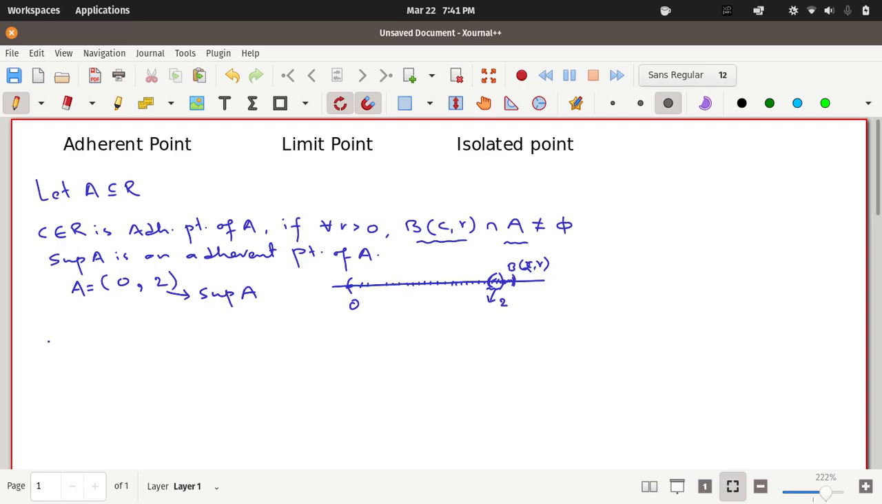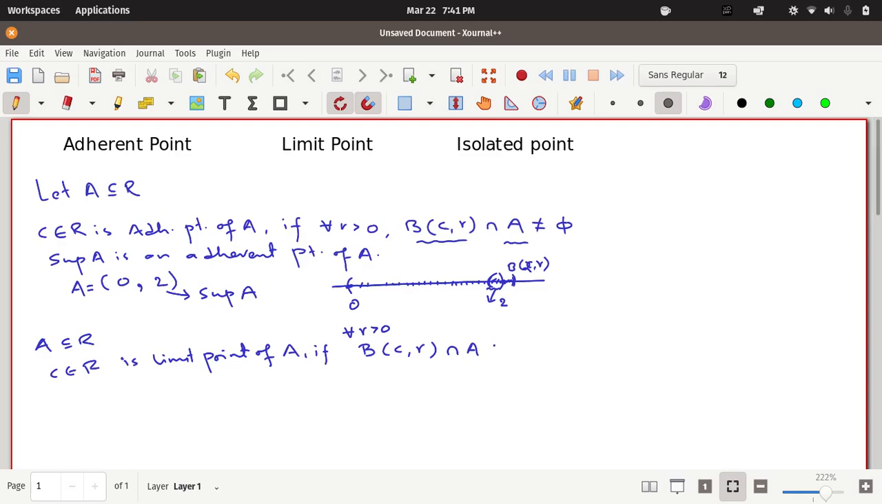Okay, so again consider a set A, which is a subset of the real numbers, and then a point, again let's say a point C belonging to R, is a limit point of A if, and there we have a condition, that the ball with center C and radius R, for all R greater than 0, has an intersection with A.